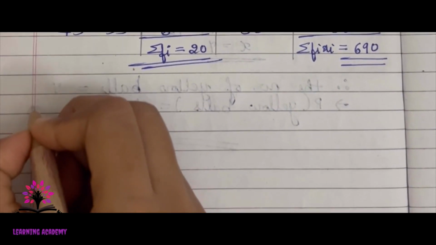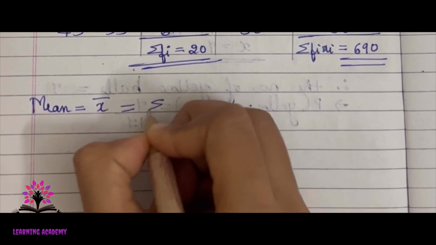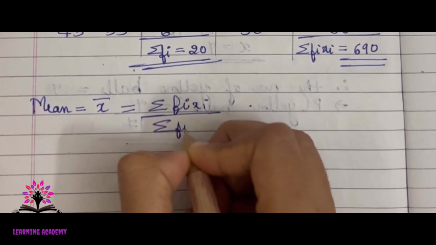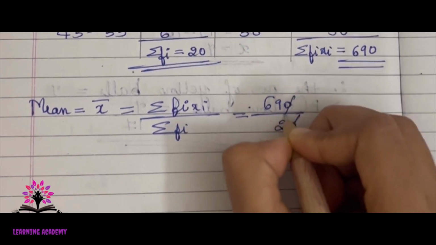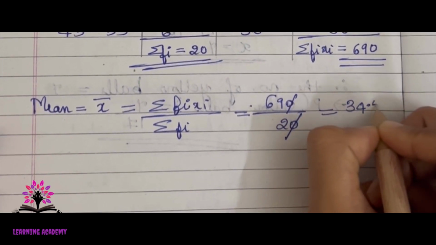Now let us write the formula of mean. Mean is equal to x bar, that is equal to summation of fi xi divided by summation of fi, that is 690 divided by 20. 0 and 0 cancel. When you divide, the answer will be 34.5.